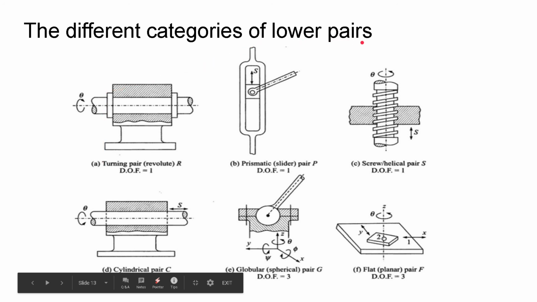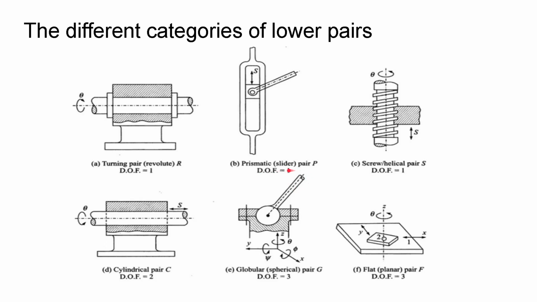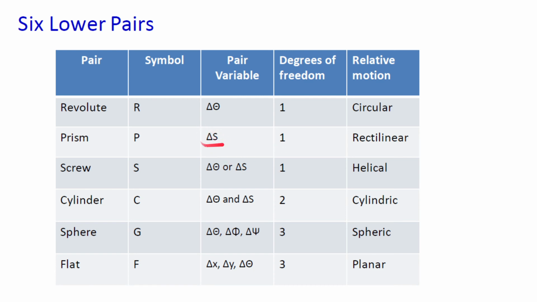And then we have degrees of freedom. And how can you easily remember the degrees of freedom? They can be represented by this figure. So please remember the degrees of freedom of different kinds of lower pair. And this table represents the revolute pair has 1 degree of freedom, that is the angle psi, phi or theta or any one angle, and relative motion is circular. The prismatic pair, which was this slider pair, has one relative motion which is the distance x, 1 degree of freedom, and it is a rectilinear motion.